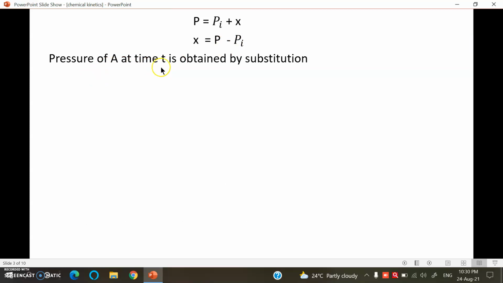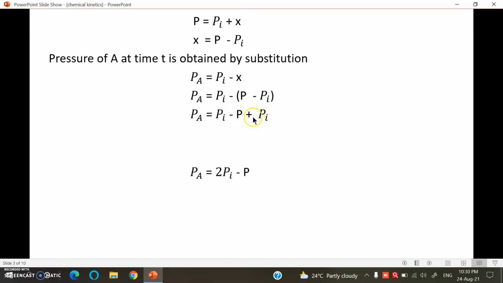The pressure of A at time T is obtained by substitution. We have to calculate the value: PA is equal to P1 minus X. On putting the value of X, PA is equal to P1 minus (P minus P1). On solving, the partial pressure of A is equal to P1 minus P plus P1. So the partial pressure of A is equal to 2P1 minus P.